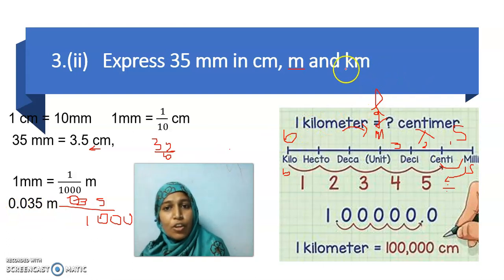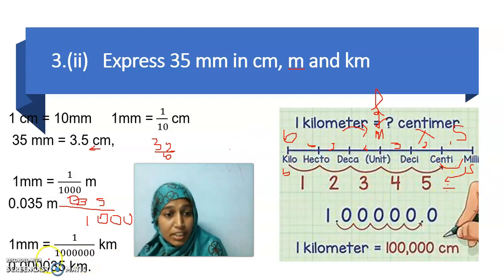Now convert it into kilometer. From millimeter to kilometer, count it: 1, 2, 3, 4, 5, 6. I am converting from millimeter to kilometer, small to big, so I should divide it. So I have 1 by 6 zeros. Is it clear, my dear children?